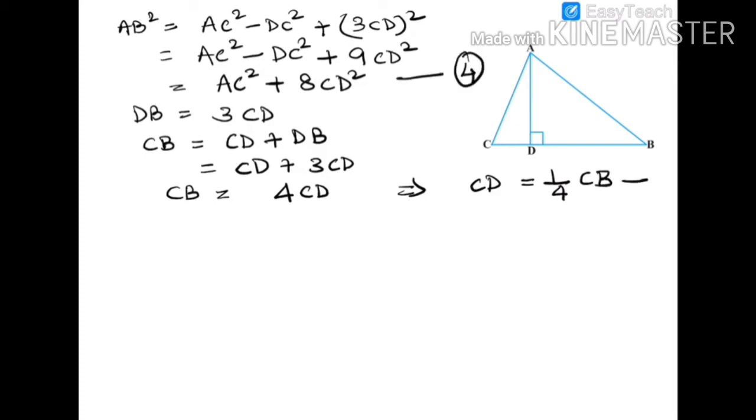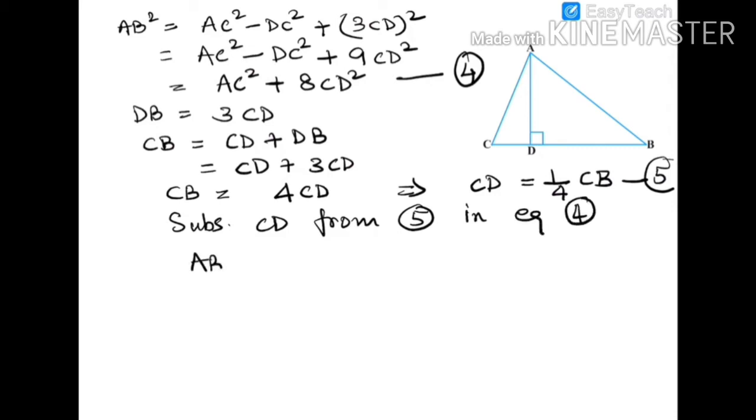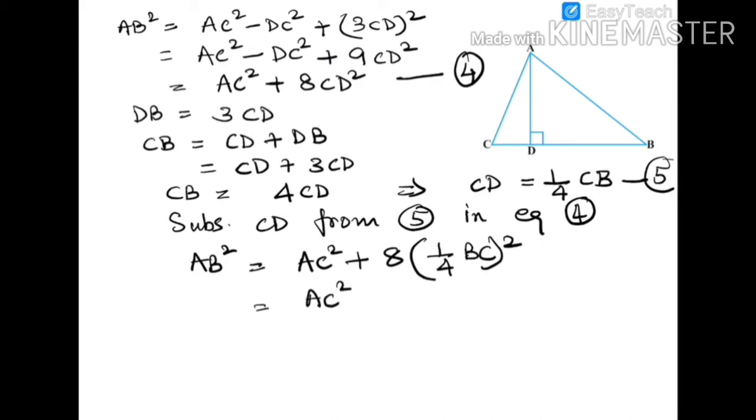Let's mark this result as 4 and this as 5. So substituting CD from equation 5 in equation 4, we will get AB square equal to AC square plus 8 times CD, which is 1 by 4 BC, square. Now simplify AC square plus 8 into square the terms inside the bracket. So we get 1 upon 16 BC square.